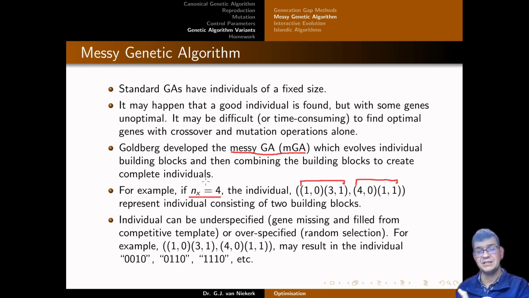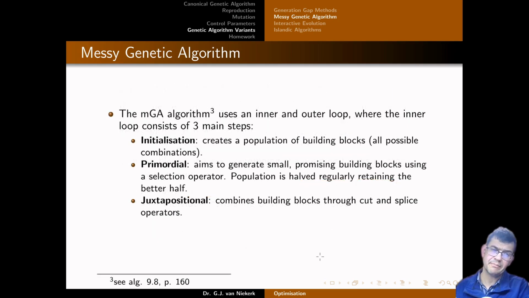And the idea is that you evolve these building blocks based on the fitness of the individual in order to find the best building blocks that you can use. So the standard MGA algorithm uses an inner and an outer loop, where the inner loop consists of three main steps. The first is the initialization phase. Now here we create a population of building blocks, which is basically all possible combinations of building blocks. And of course, this is one of the drawbacks of MGAs, because if your building blocks are large and you have a large number of them, and the dimensionality of your problem is large, you're going to require quite a bit of memory to store all these building blocks.